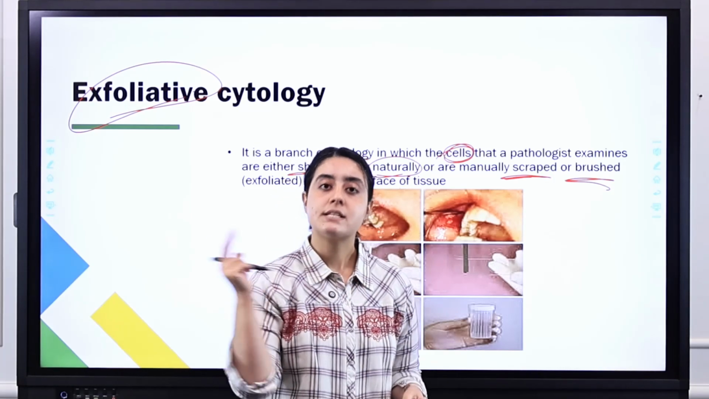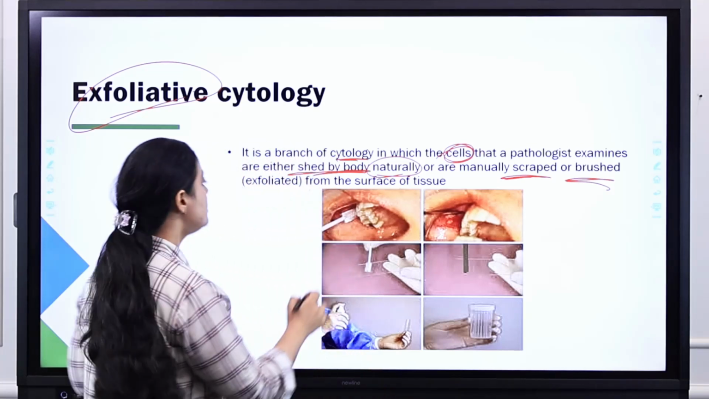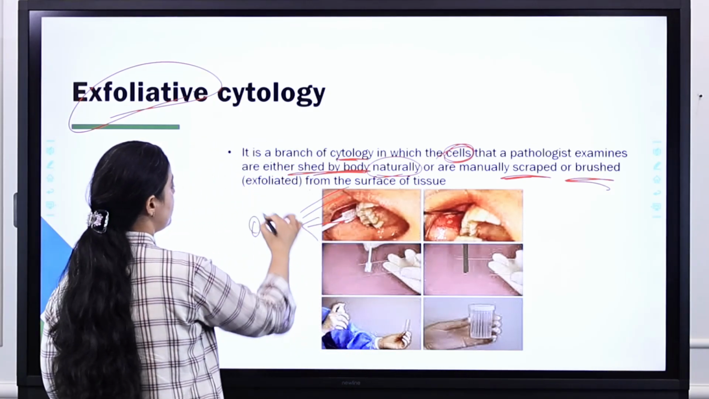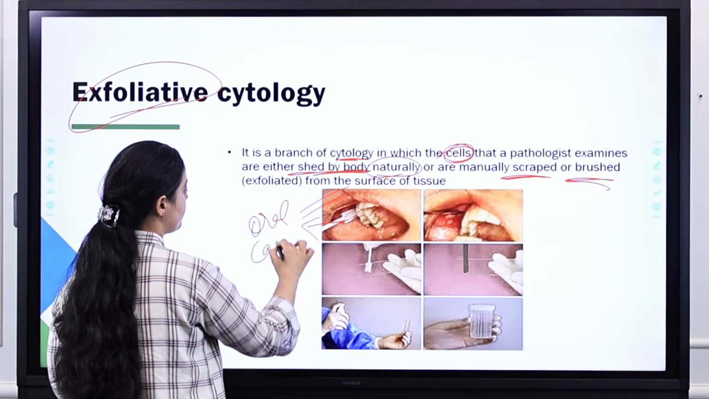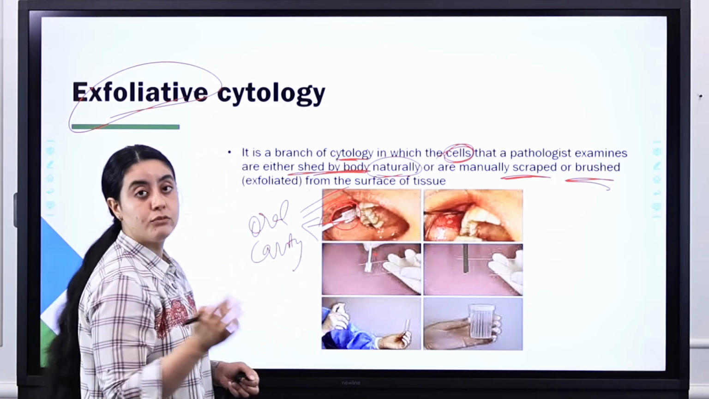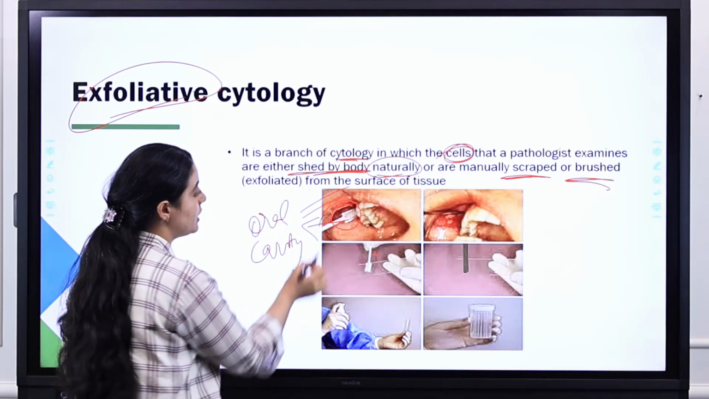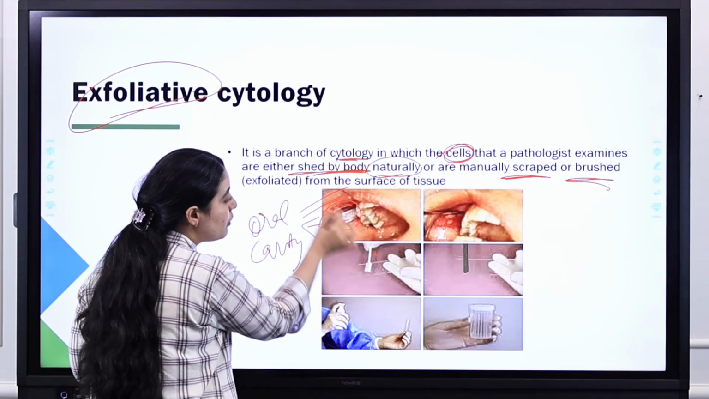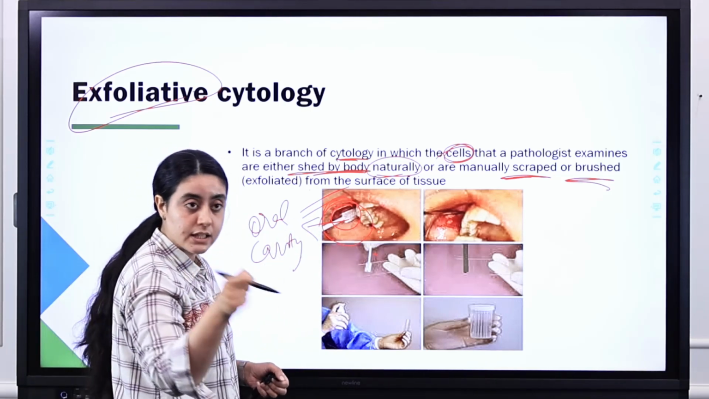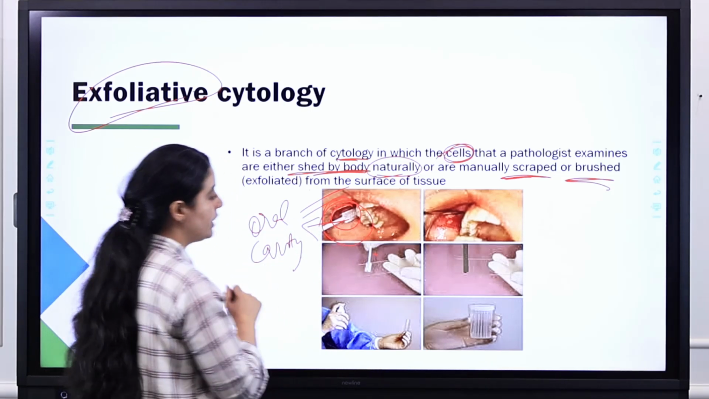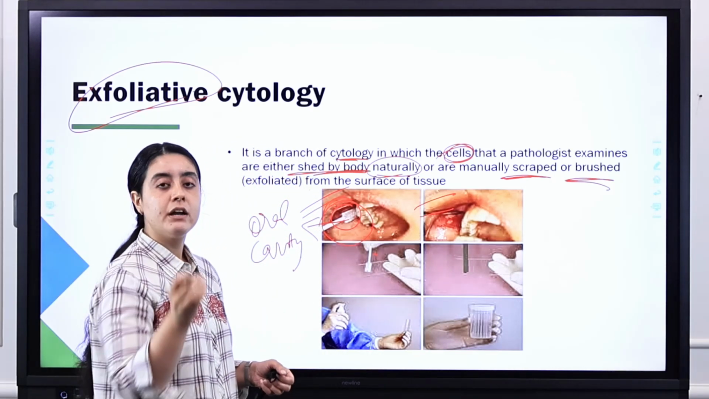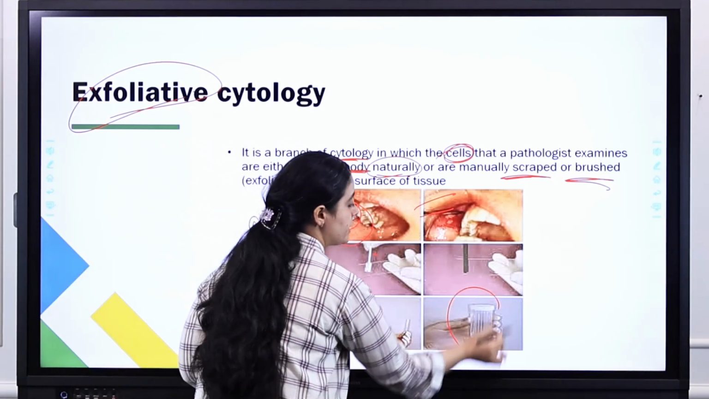Like this is the oral cavity, and this is the brush. Here the pathologist or technician collects the sample from the oral cavity with the help of the brush. Like this, he takes the scrape from the oral cavity. Like this, and then after collecting the sample we put it into the container like this.